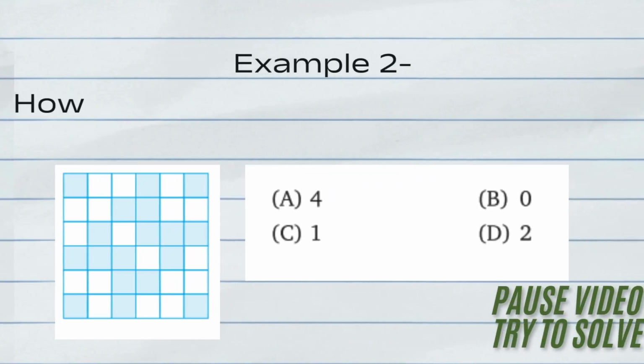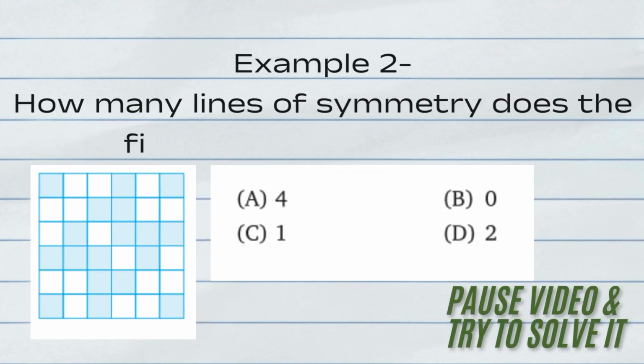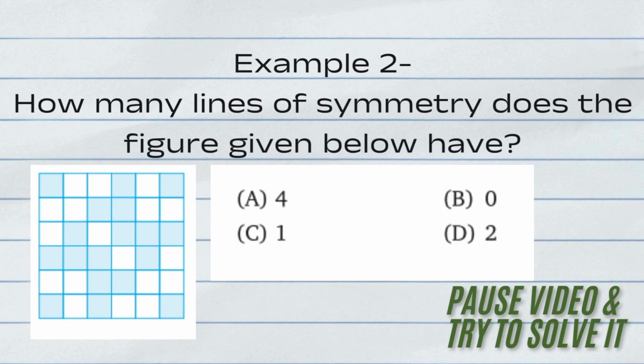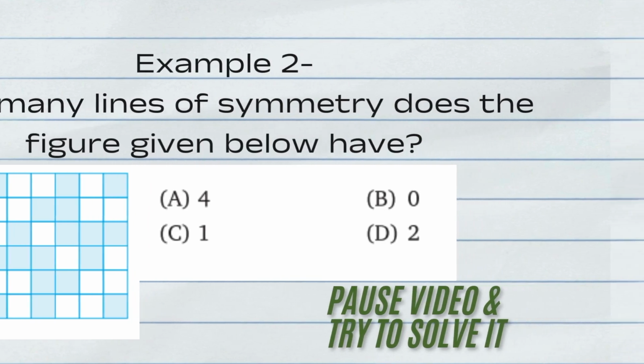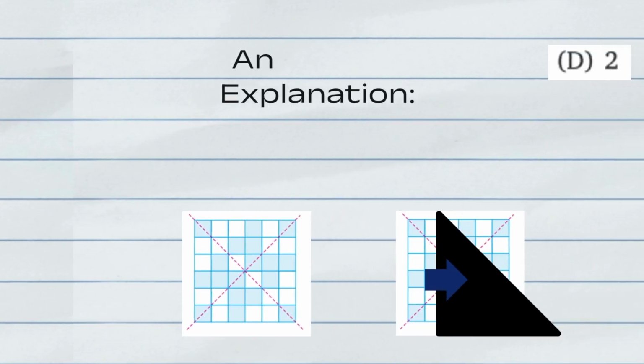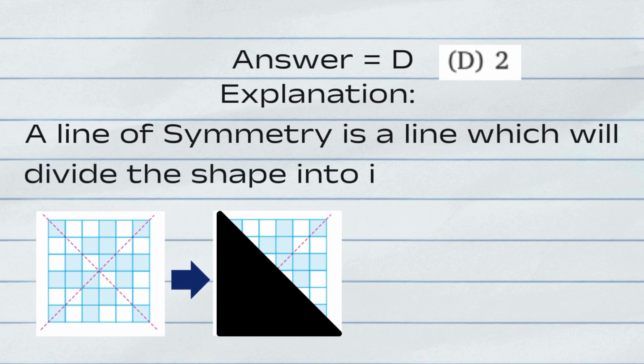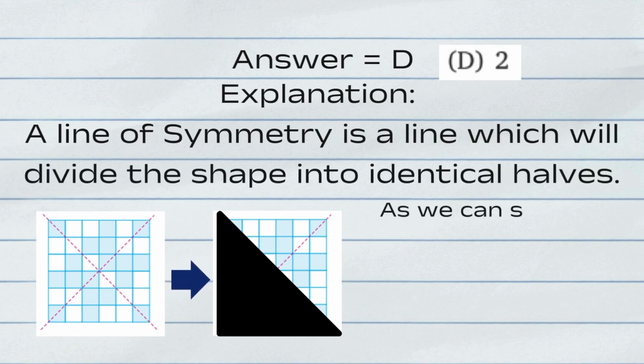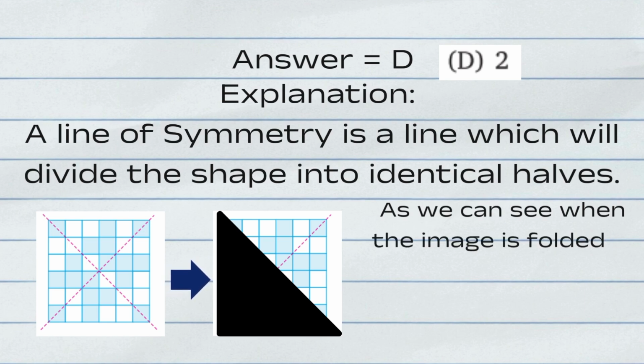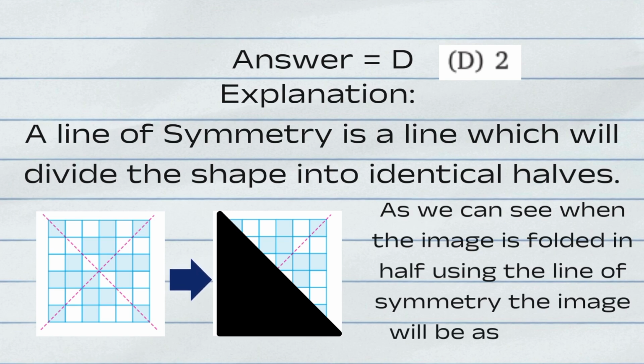Example 2. How many lines of symmetry does the figure given below have? Pause video and try to solve it. Explanation. A line of symmetry is a line which will divide the shape into identical halves. As we can see, when the image is folded in half using the line of symmetry, the image will be as follows.